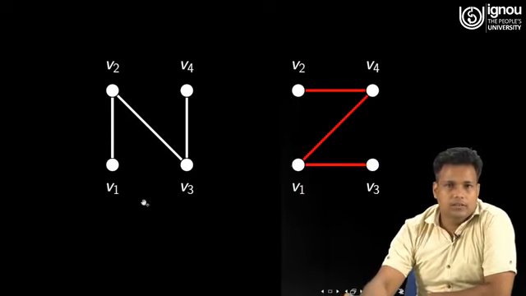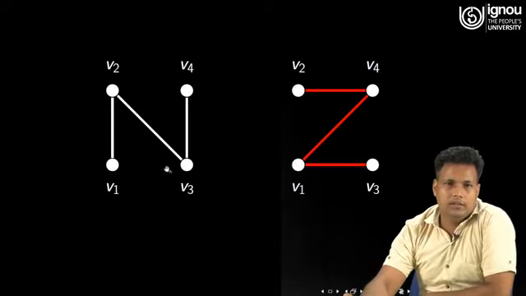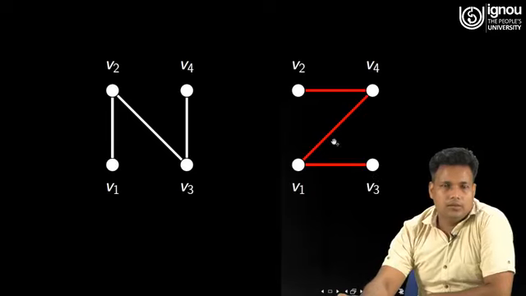P4. You can see that the edge V1, V3 is missing here, and therefore V1, V3 is present here. Likewise, V1, V4 is missing, so V1, V4 is present, and V2, V4 is missing, so V2, V4 is present. So this graph has complement this one. Do you find that these two graphs are isomorphic?